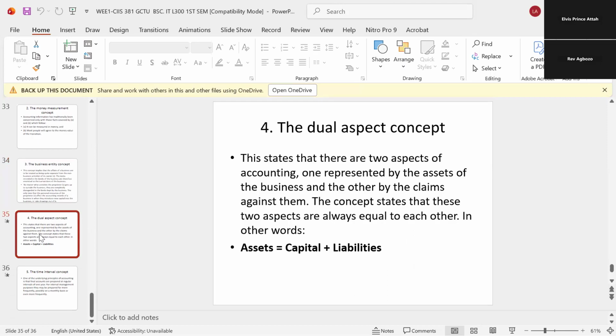Now, the dual aspect concept states that there are two aspects of accounting. One is represented by the assets of a business and the other by the claims against the business. This concept states that these two aspects are always equal to each other. In other words, this is what we refer to as the accounting equation.